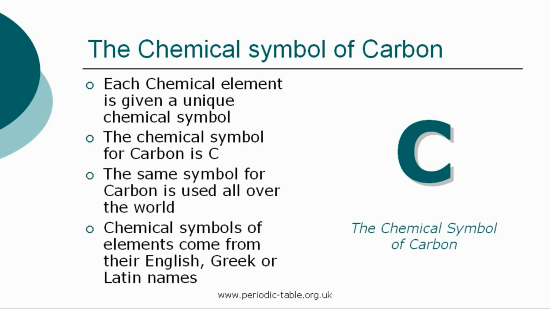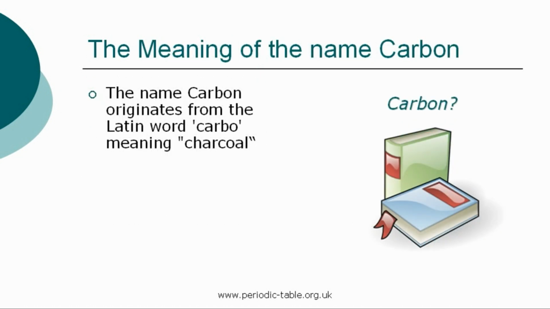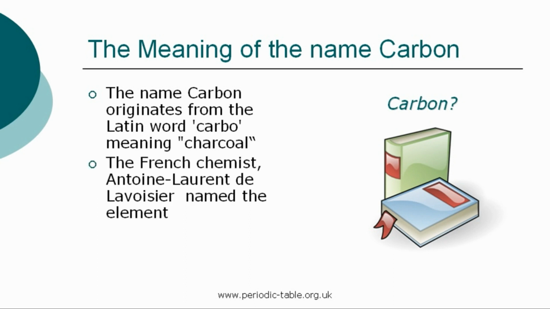The chemical symbols of elements come from their English, Greek, or Latin names. The first letter of a symbol is always a capital letter, and if there are any subsequent letters, they are expressed in lowercase. The name carbon originates from the Latin word carbo, meaning charcoal. In 1787, the French chemist Antoine Laurent de Lavoisier wrote a book outlining a method for naming chemical substances. The name he used for the element was carbone, based on the earlier Latin term for charcoal.